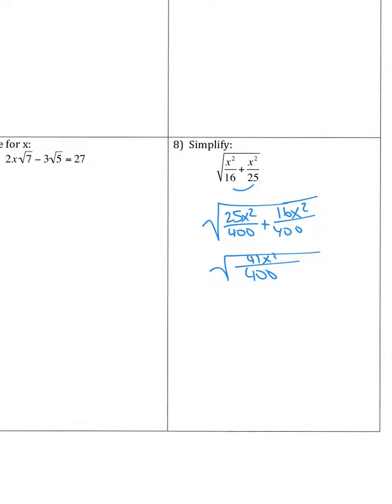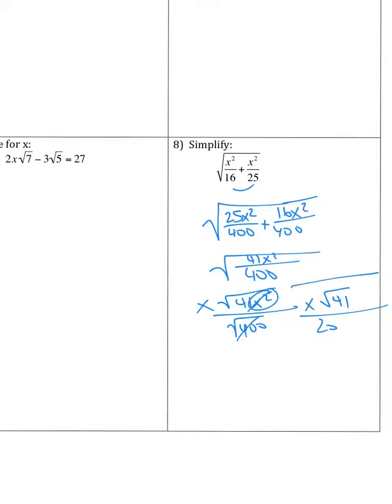Then when I want to take the square root of that, I break it up into the square root of each part, and the square root of 400 is 20. The square root of 41x squared: x squared is a perfect square, so x comes out, x times the square root of 41 over 20.